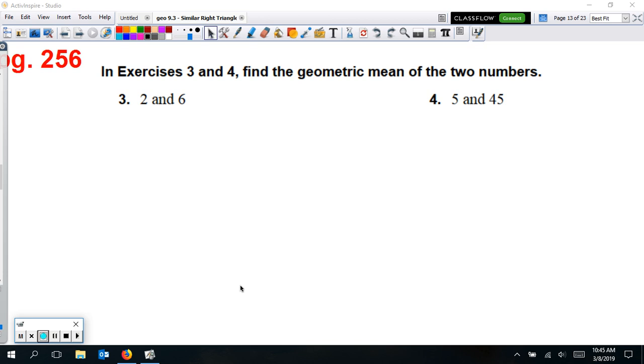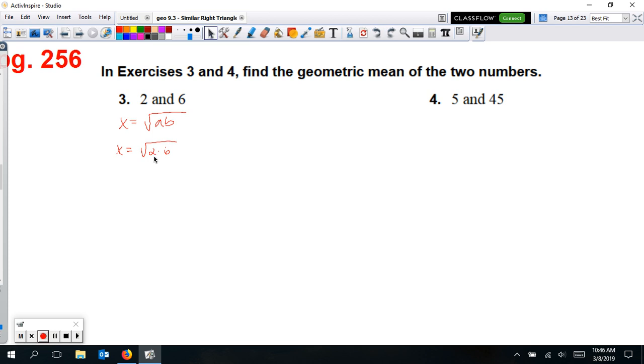Okay, so back at the extra practice on page 256. So here's our two numbers for this one. We want to find the geometric mean of the two numbers. 2 and 6 are the two numbers. So I usually just start with x equals the square root of a times b. So this one, a and b are 2 and 6, so we're going to put those underneath there. Just substitute 2 and 6 for a and b. So x equals the square root of 2 times 6.